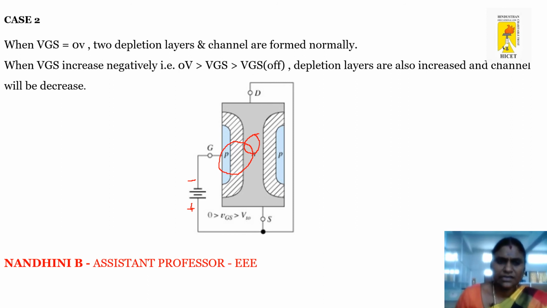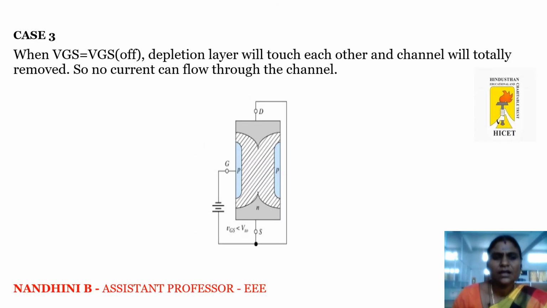Next is your third case. If you are going to increase your VGS more, both the depletion layers will touch each other and there will not be a channel at all. Your channel will be removed, so there will not be any flow of current through the channel. So if you increase your VGS more, the depletion layers will touch each other and the channel will be totally removed, and so no current can flow through the channel. Okay.